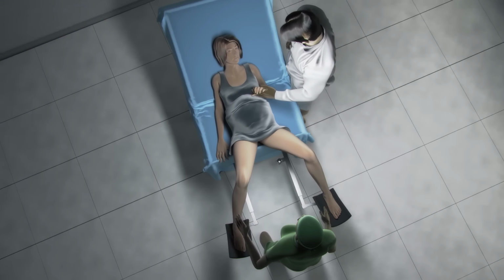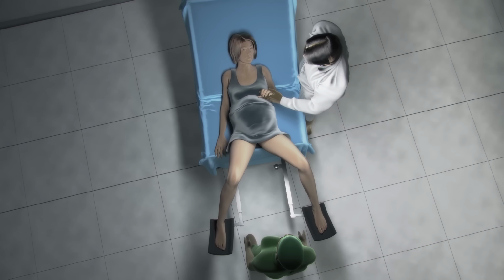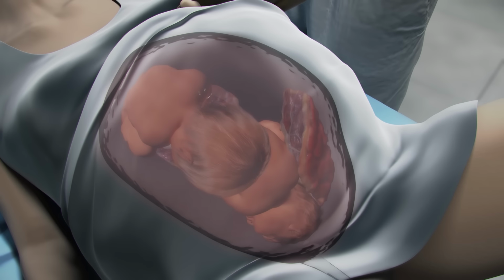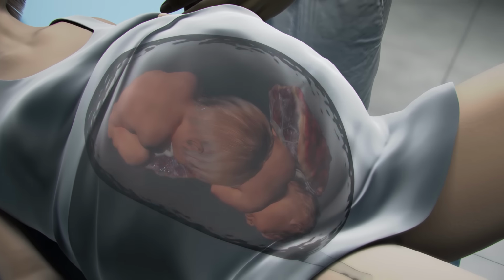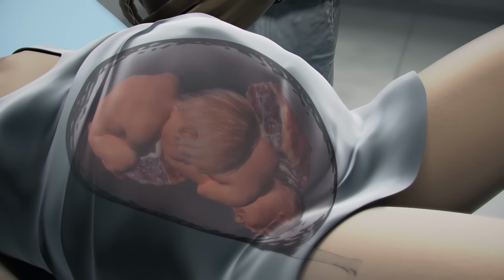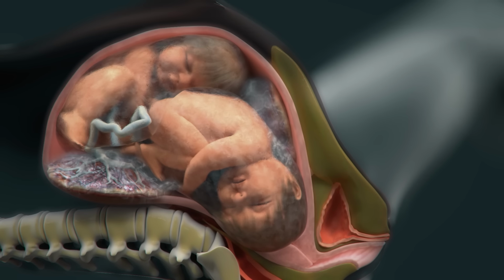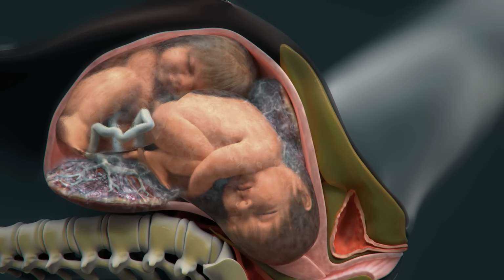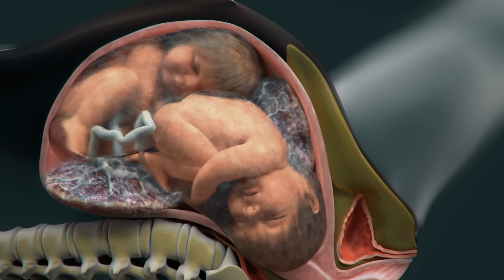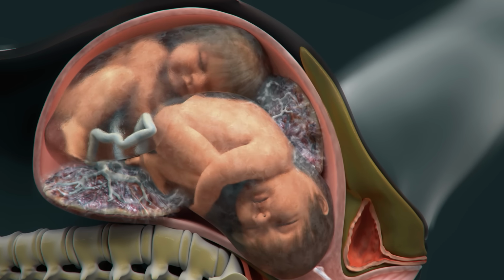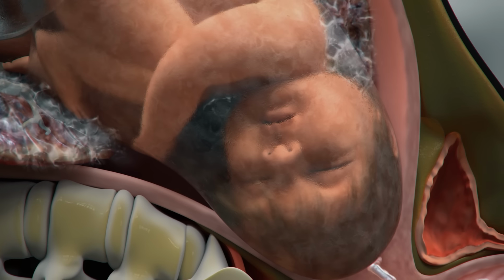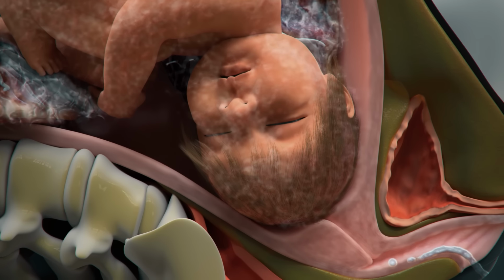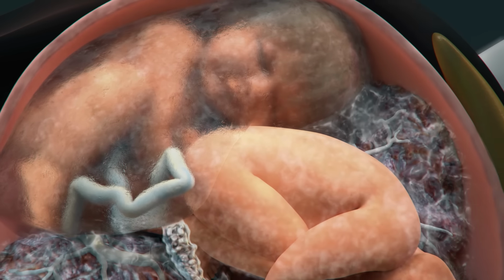Labor in twin pregnancies starts the same way as in single pregnancies, with contractions. The uterus begins tightening regularly, the contractions occurring every 5 to 10 minutes and lasting at least 30 to 60 seconds. The first amniotic sac usually breaks on its own. If only one sac ruptures, labor can still progress, and the second sac may break later.